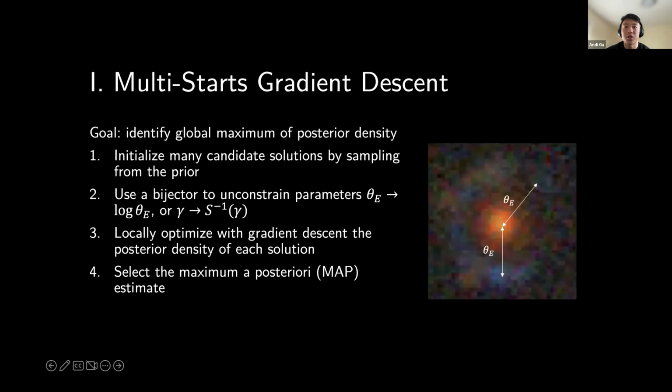So what we do is we use bijectors that map parameters into an unconstrained space and then optimize in that unconstrained space. So for the Einstein radius, what that means is we just take the log of the Einstein radius and optimize over that, and that can be unconstrained.